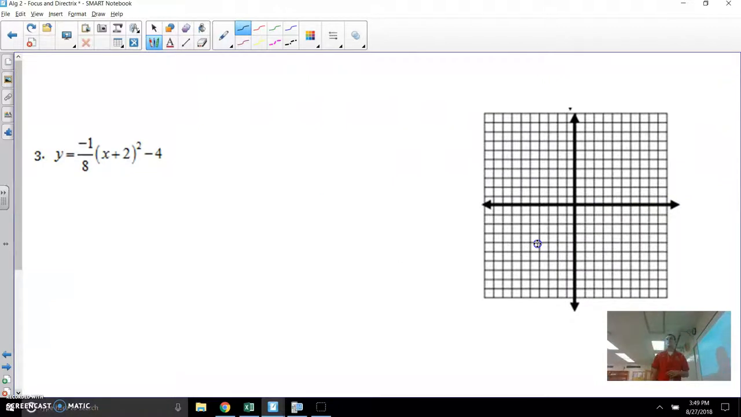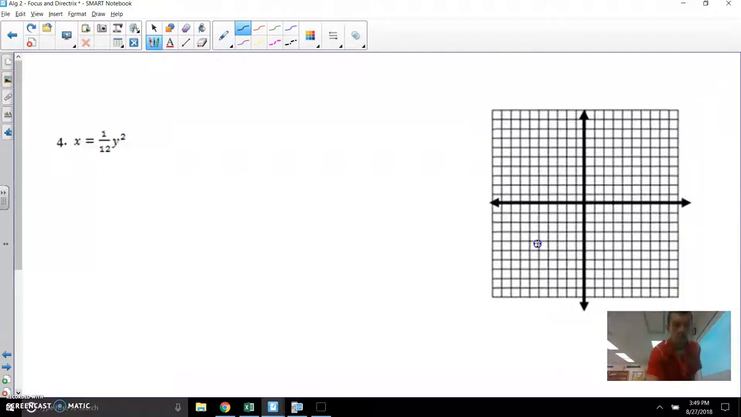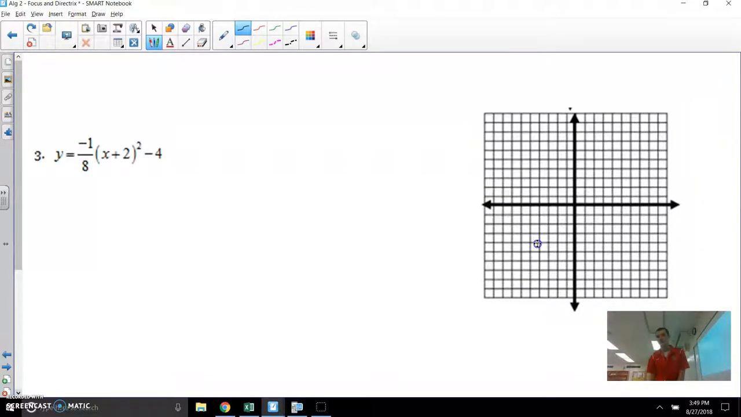Okay, so let's talk about another one. And thank goodness this one doesn't need changing. Probably one more I'll have to change, so we'll talk about those maybe later. So we're going left 2 and down 4, and that's to identify the vertex point. The vertex point is -2, -4. So let's go left 2 and down 4.